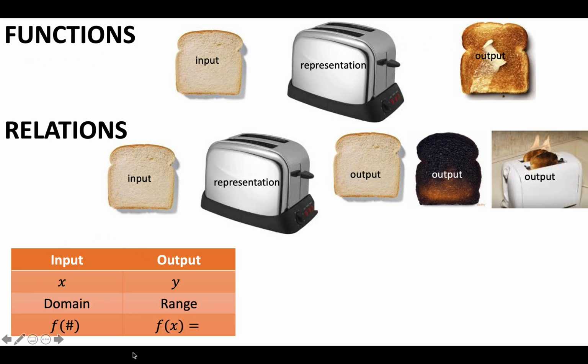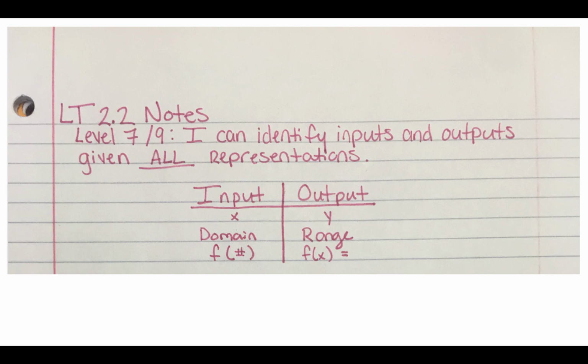And so we're going to use this table, this input and output table, but I want you to go ahead and set your notes up. So you can go ahead and pause the video right here. So you can write that we're doing Learning Target 2.2 notes. We're learning level 7 and 9 today. And then you can go ahead and copy this table down really quick before we discuss it. So go ahead and pause the video right now, and we'll talk about the table once you're done.